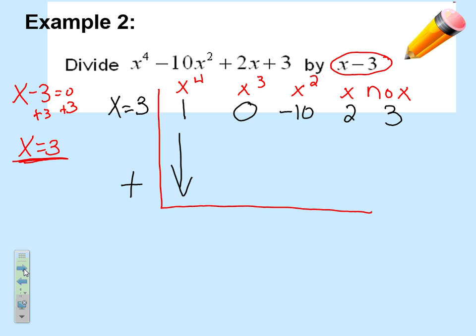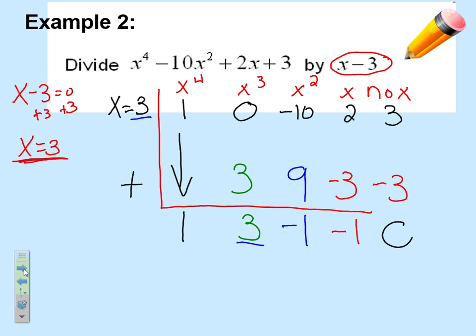Drop that first one. So I have 1. Now 3 times 1 is 3. 0 plus 3 is 3. 3 times 3 is 9. Negative 10 plus 9 is a negative 1. Now I'm going to take negative 1 times 3, which would be negative 3. Add these together. 2 plus negative 3 is negative 1. Negative 1 times 3 is a negative 3. Add those and I get 0.